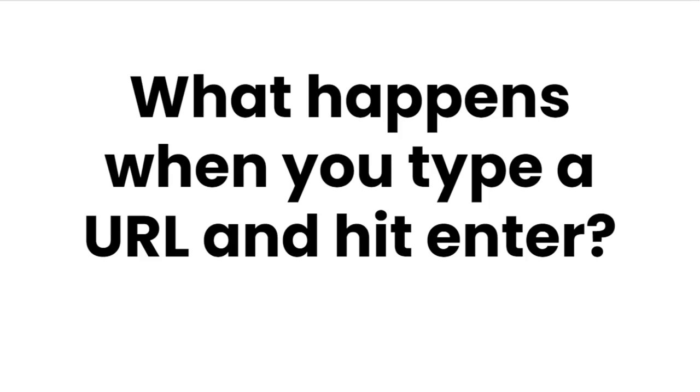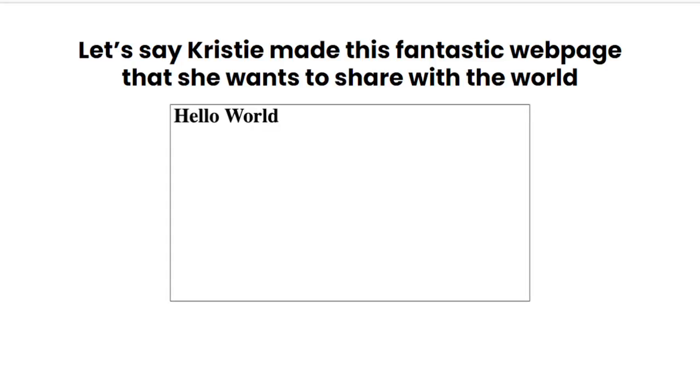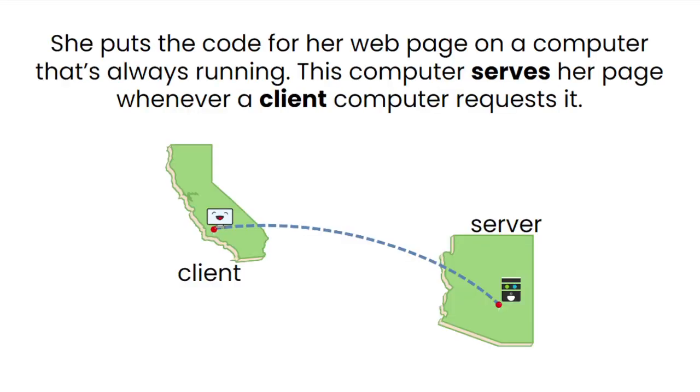You must have searched something on the internet. Once you type the URL in your web browser, what happens when you hit enter? Let's say Christy makes this fantastic web page that she wants to share with the world. Now she puts the code of her web page on a computer that's always running. This computer which is always running is called a server, and this computer serves her page whenever a client computer requests it.